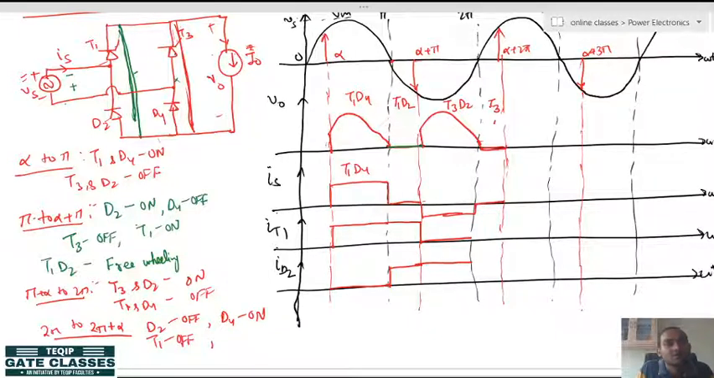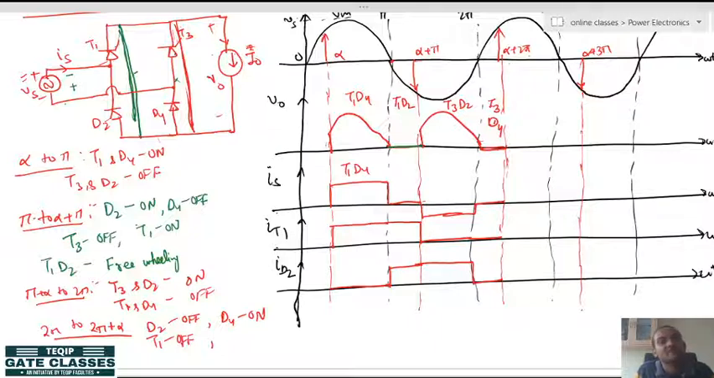T3 and D4 switches conducting. So, if you want to make IT1 and ID2, you will get that ID1 and ID2 both are off here. Alright. So, now coming to the alpha plus 2 pi instant.